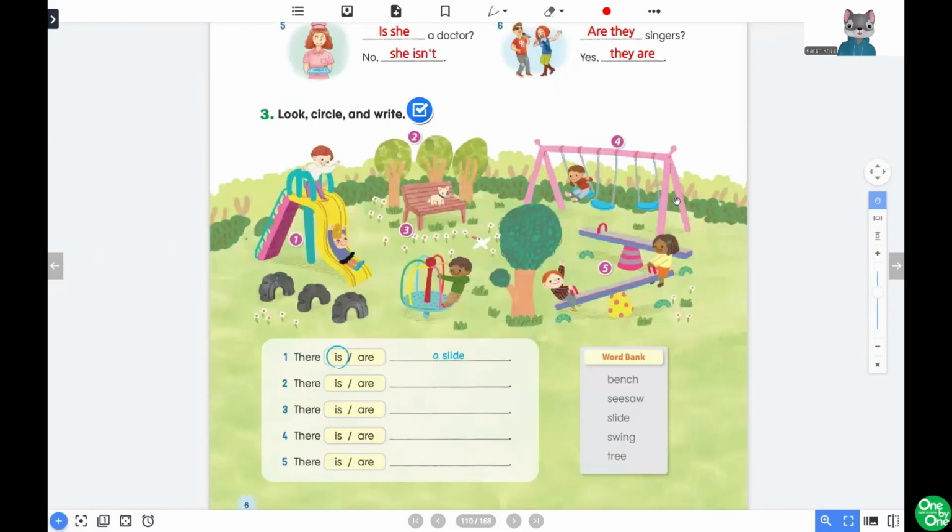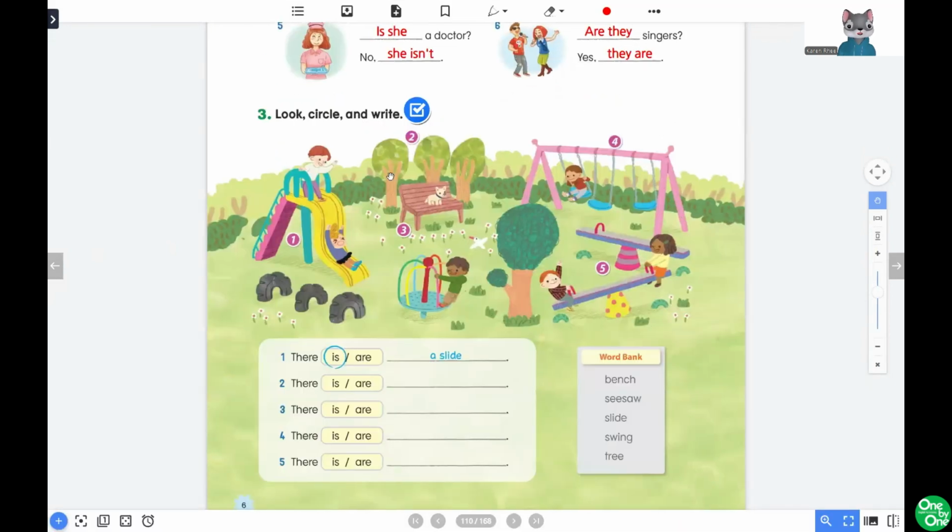Fantastic. Now, I'm going to give you a few minutes to do the next question. What you need to do is tell me using there is or there are which things are over here. The word bank is on the right-hand side, so please do that for me.